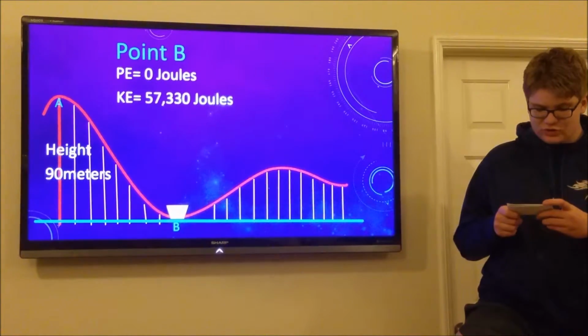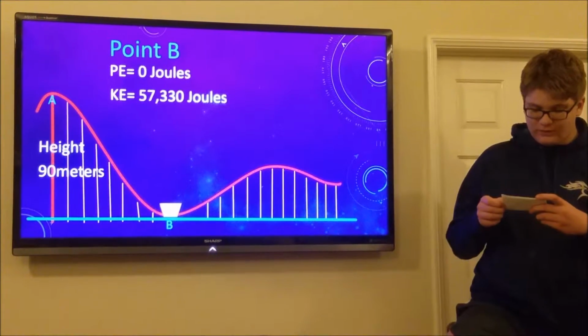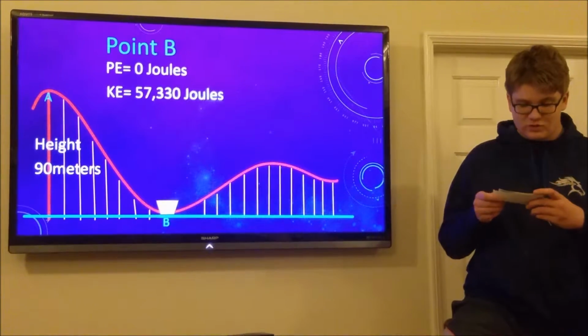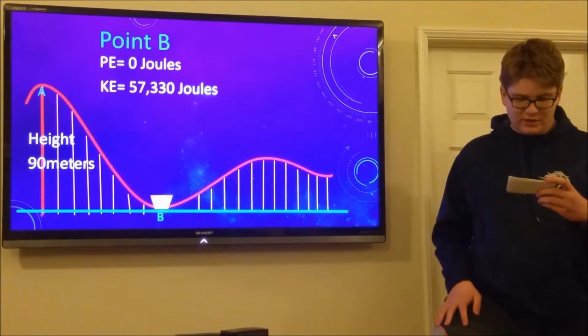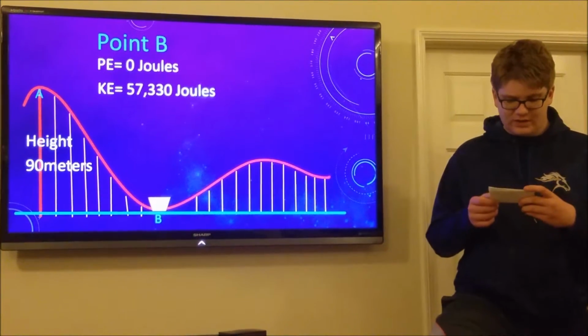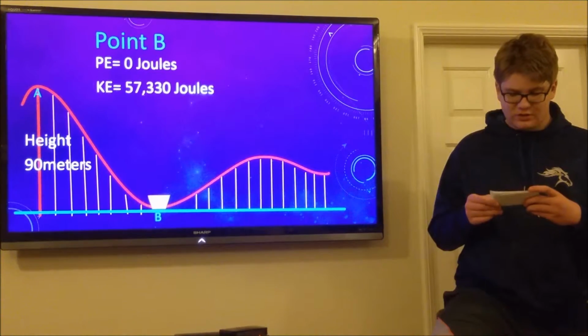Since energy is never destroyed, just transferred, all of our potential energy is now transferred to kinetic energy. So at point B, we now have a potential energy of zero and a kinetic energy of 57,330 joules.